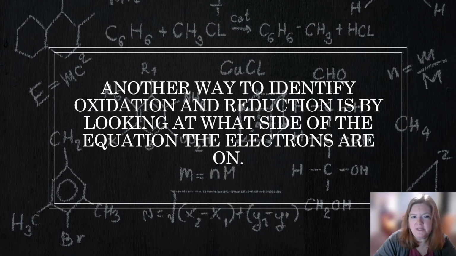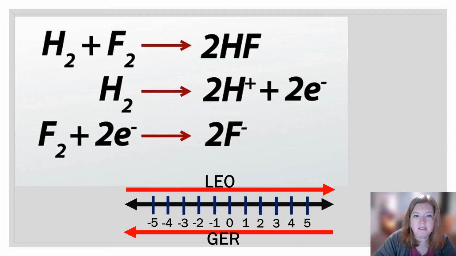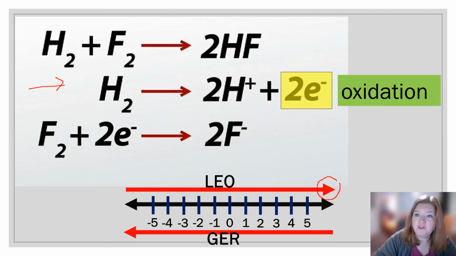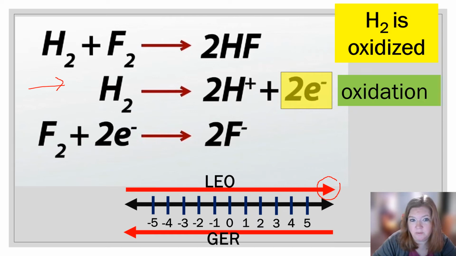Now, another way to identify oxidation and reduction is by looking at what side of the equation the electrons are on. So let's look at this first one right here. See the electrons? Which side of the equation are the electrons on? Well, they're on the product side, points this way, so that means it shows oxidation. And the thing that is oxidized has to be on the reactant side, so that's H2.